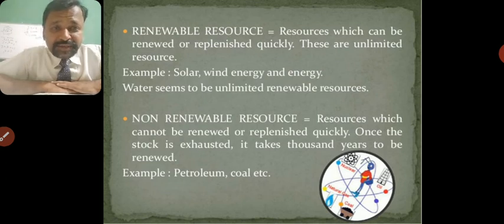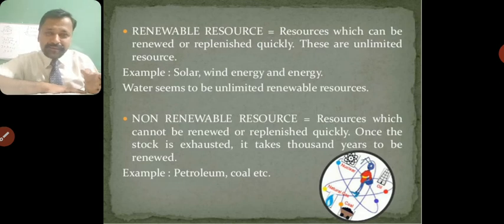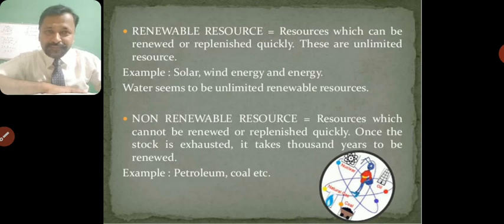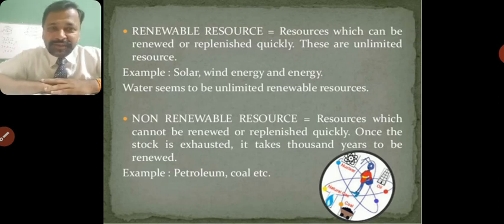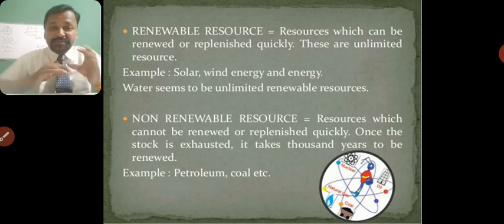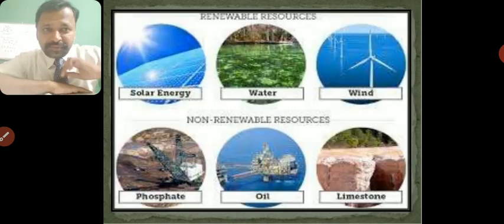Resources which cannot be renewed or replenished quickly are called non-renewable resources. Once the stock is exhausted, it takes thousands of years to be renewed. Suppose I have a coal mine today and it gets exhausted, it will take thousands of years to develop the coal again. Examples are petroleum, coal, etc. I hope it's very clear what is renewable and what is non-renewable. Come to the next thing.